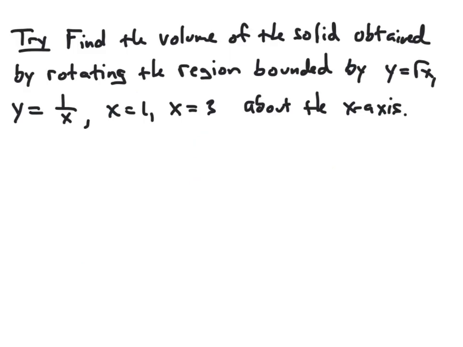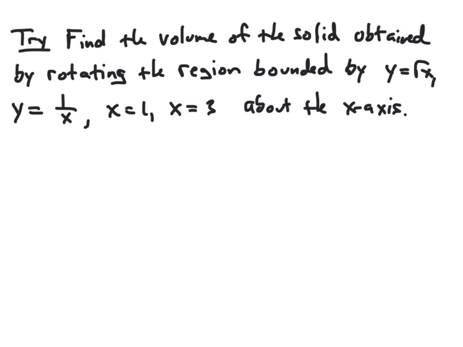If you'd like to try a similar example, pause the video and find the volume of the solid obtained by rotating the region bounded by y equal the square root of x, y equal 1 over x, x equal 1, and x equal 3 about the x-axis. Resume the video, and the full solution will appear in a few seconds.